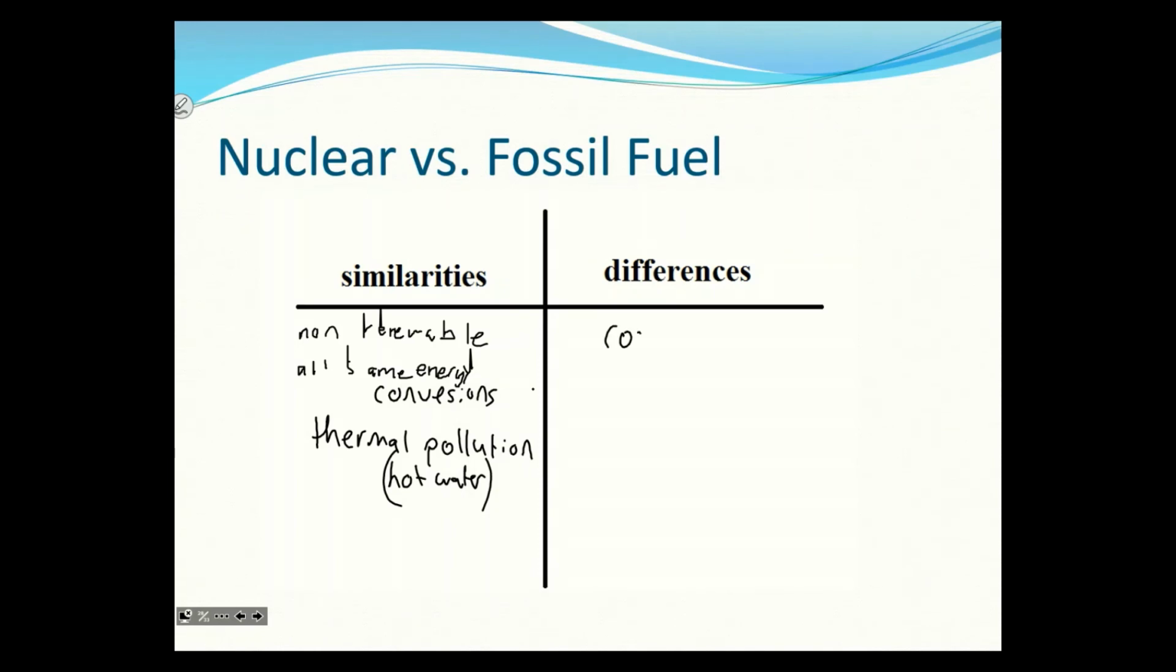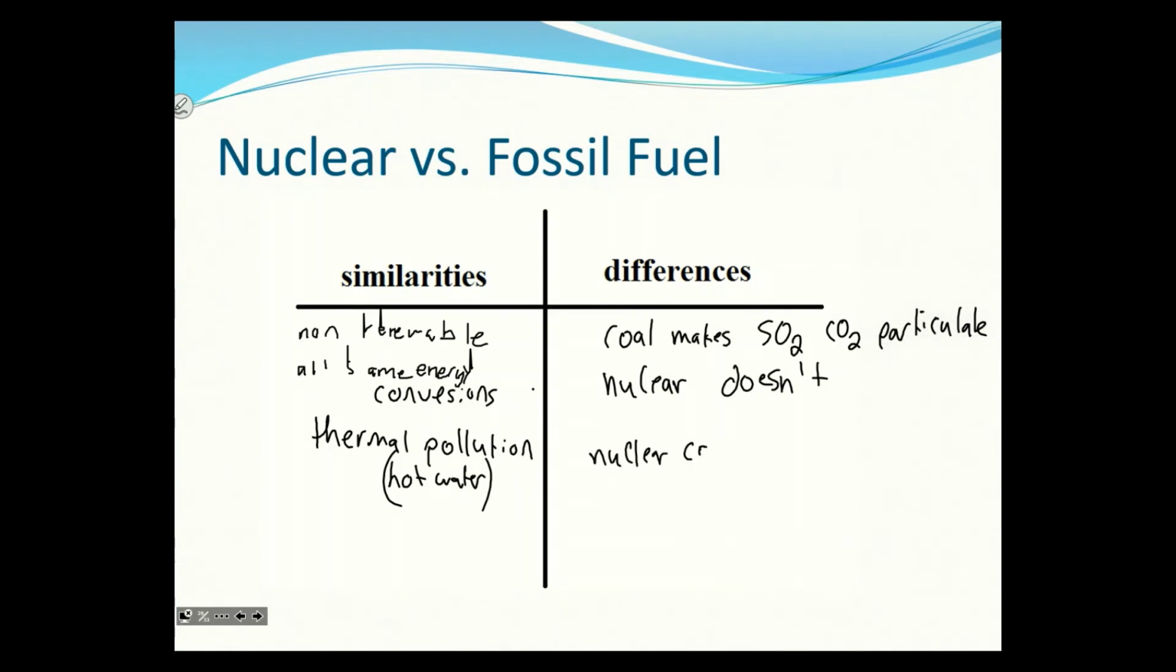Differences is coal makes SO2, CO2, particulate matter, and nuclear doesn't. Nuclear is a very clean type of energy. It doesn't cause any emissions into the air. Nuclear creates waste that you have to store.